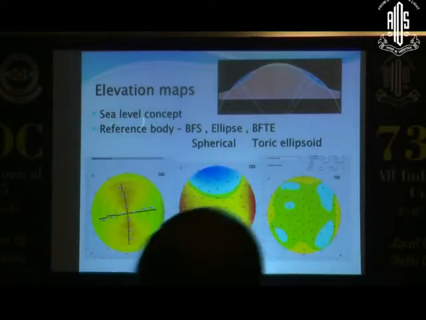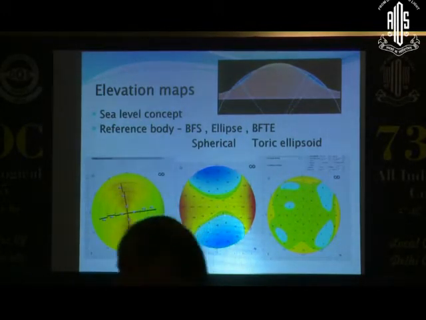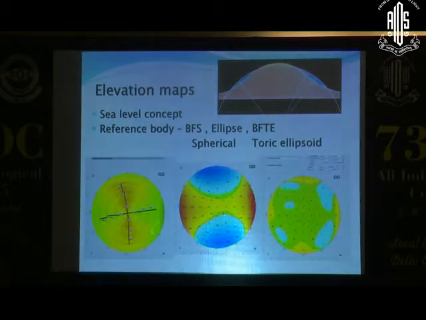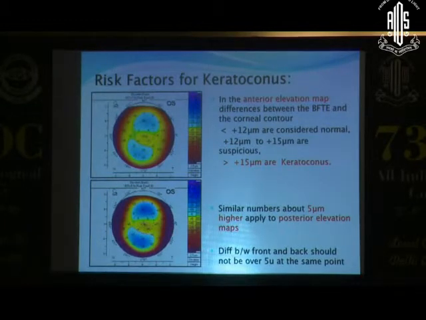So in elevation maps, you have the sea level concept, but in addition to the best fit sphere, this is a case of with-the-rule astigmatism, and if you see the best fit sphere being used as a reference surface, we get the typical horizontal wedge pattern. But if you actually use the toric ellipsoid as a reference surface, you get a perfectly normal flat cornea. Unfortunately, however, since our eyes have been trained to see best fit spheres, we are still keeping that as the same program when we program the machine. But eventually I think we'll have to move into cases where the computer helps us to decide in which cases we can use a toric ellipsoid as a reference surface so that we don't overdiagnose ectasias.